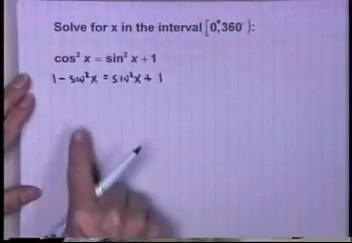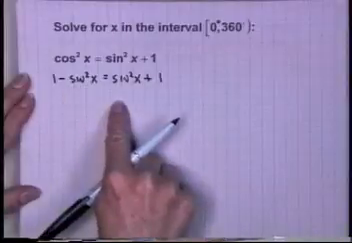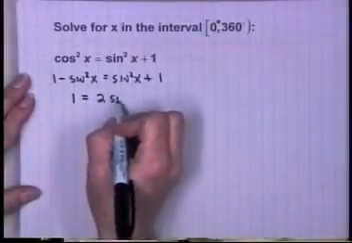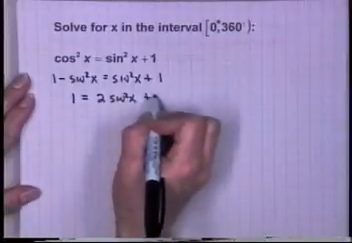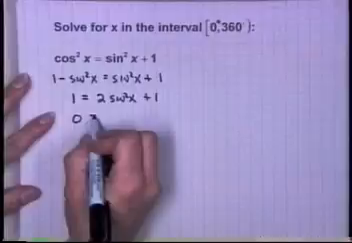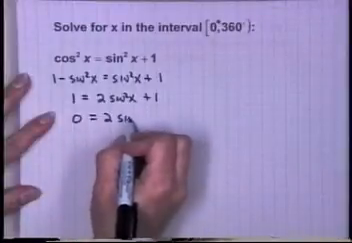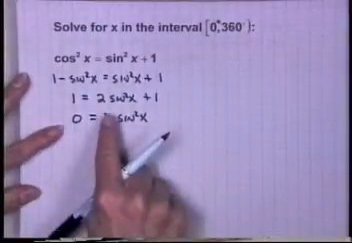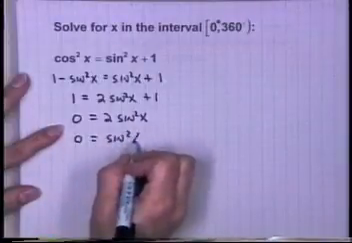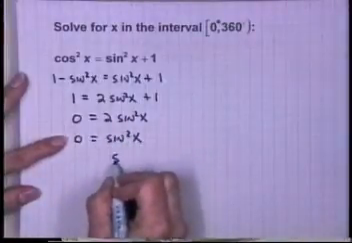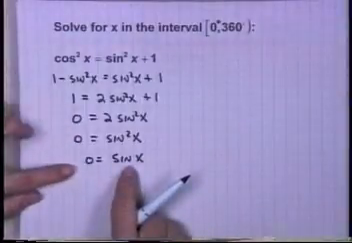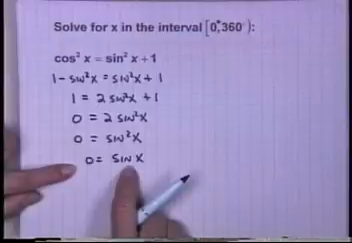Now, notice that if I add this sine squared, I'm going to get 1 equals 2 sine squared x plus 1. If I subtract 1, I get 0 is 2 times sine squared x. Dividing by 2, I still have 0 here is sine squared x. Well, the square root of 0 is just 0. So this is just saying the sine of x is 0.